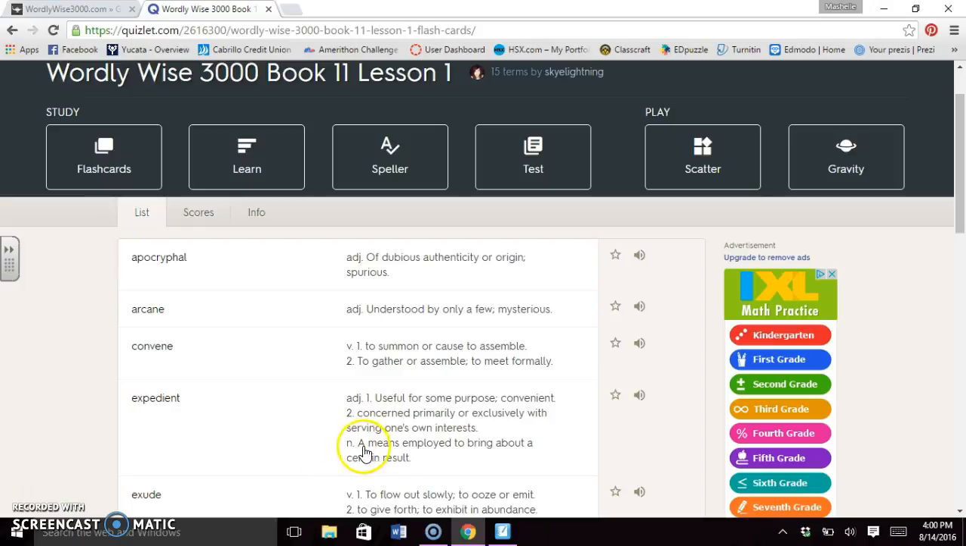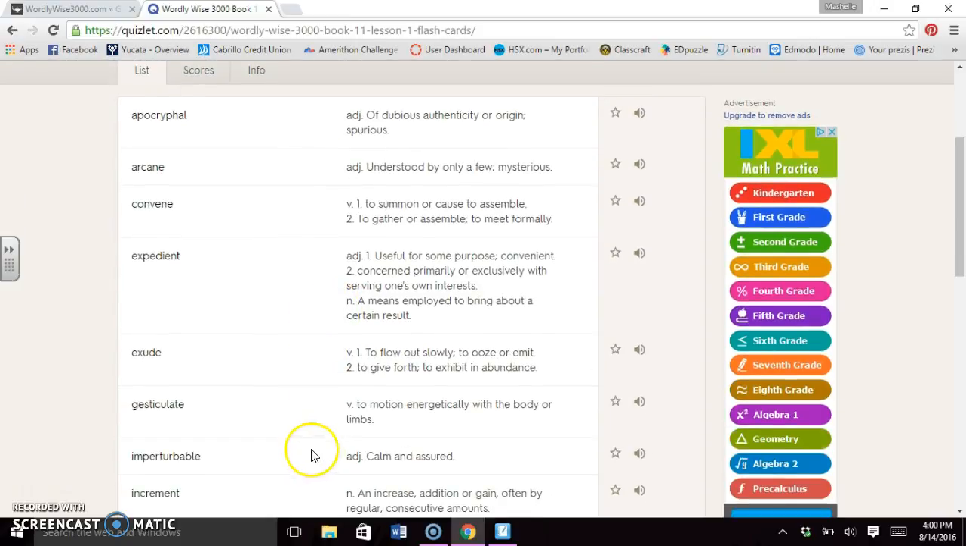The noun aspect is a means employed to bring about a certain result, as in what do you need to get to an end result. So if you're trying to get into college, what do you need to get into college? Your expedients would be your entrance in sports, your entrance in clubs, your good grades, your SAT scores. So it's the means that you have to bring about the end result.